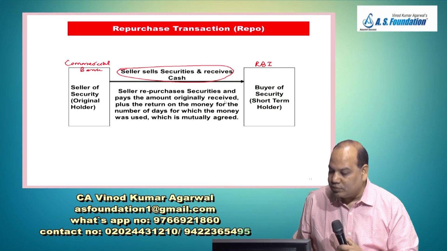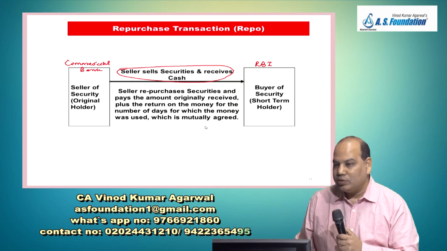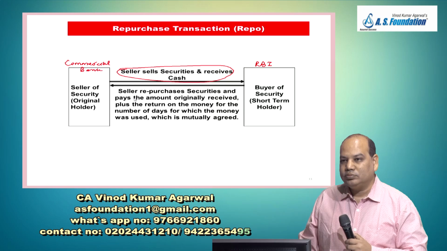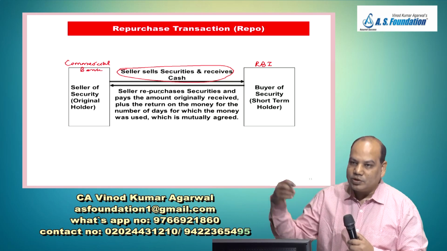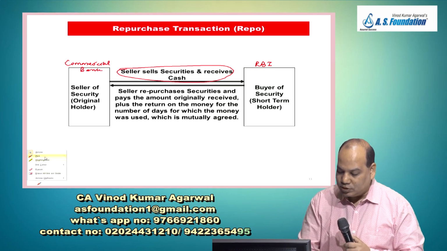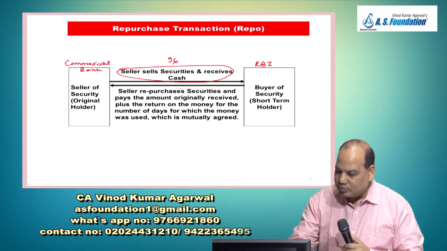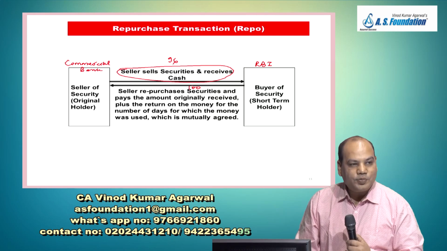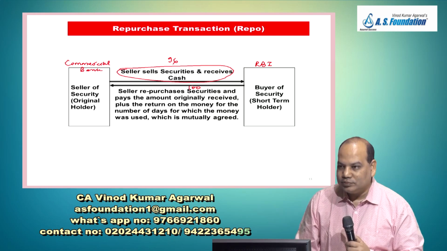the seller will repurchase the security and pay the amount originally received plus the return on the money for the number of days for which the money was used, which is mutually agreed. So later on, this commercial bank will repurchase the security at a higher rate. Suppose this is 96 rupees, then maybe this will be 100 rupees. What does that difference of 4 rupees represent? Interest. Is it right?